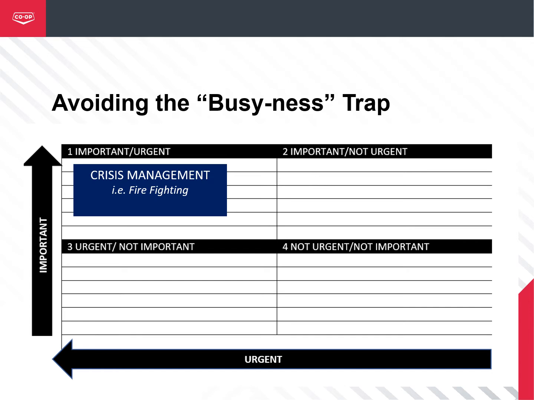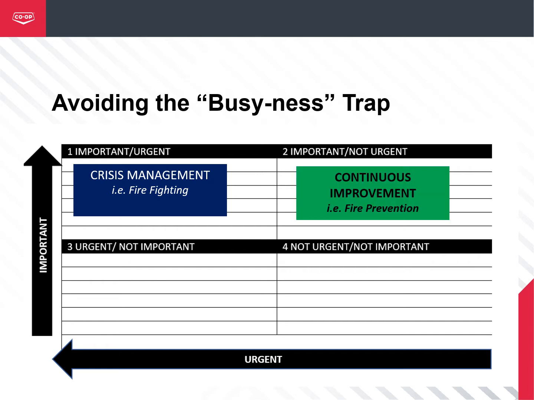This is often called the crisis management quadrant. It's where you feel like you're fighting fires all the time. Things are coming at you, you're tackling those as they come up, and you're in this cycle of feeling like things are coming at you at 100 miles an hour.